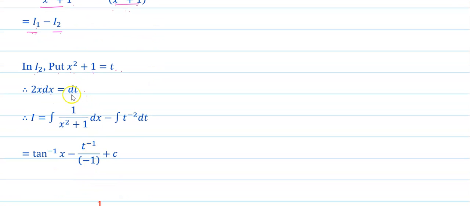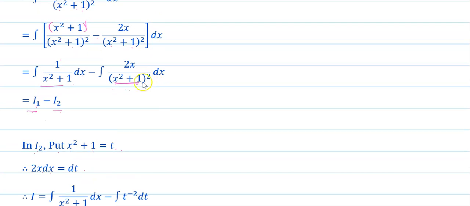Okay. And next, what about here? The 2x into dx is dt. Therefore, this integral will become, हे integral कसं होणार बघा? That's the integral, 2x into dx is dt upon here is t square.